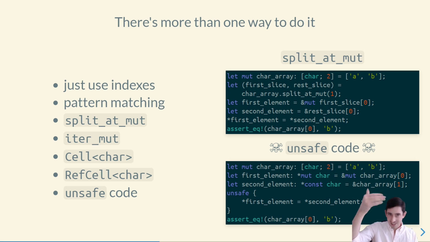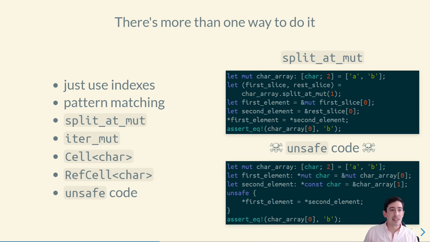If I can get away with it, I would just use indexes. That's my first choice. Pattern matching would be my second choice. If we had written char array 0 equals char array 1, just using indexes without trying to take those references, of course, that would have compiled. So only in this contrived example where we force ourselves to use references do we run into this limitation. In a lot of real-world code, when you run into this limitation, oftentimes the solution is to slightly refactor your code to use indexes into whatever container instead of references. So that is often the solution.